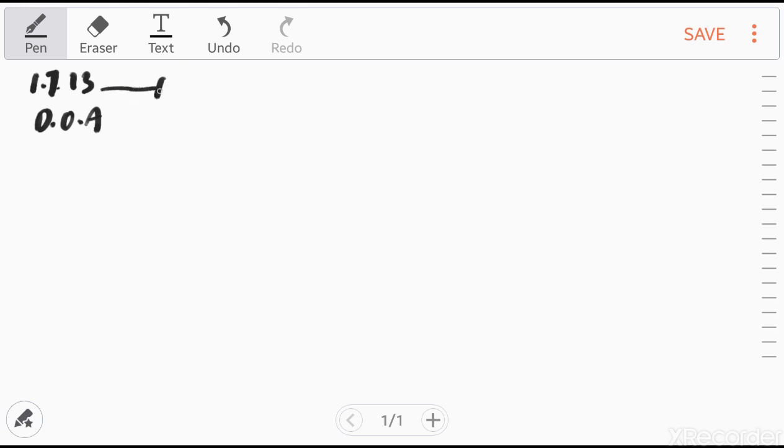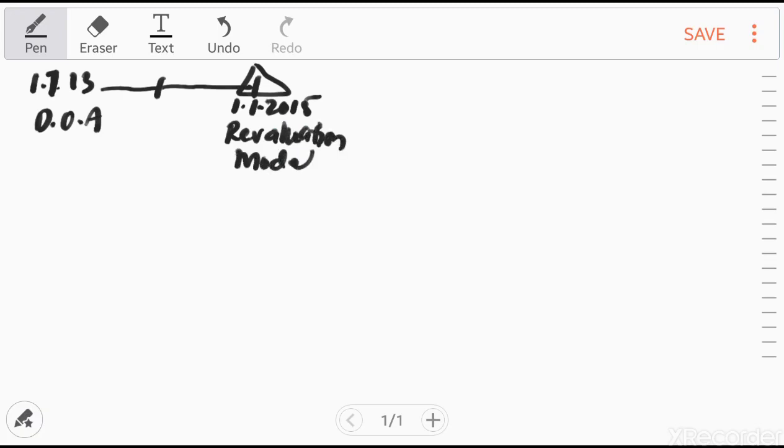So this is the first year, second year. And this is 1st of January 2015. So this is where changes took place. And this is where you have your revaluation model. And this is where you have your building being acquired. And that was for 2.2 million.